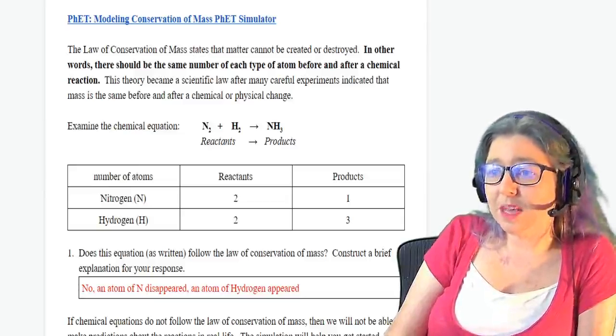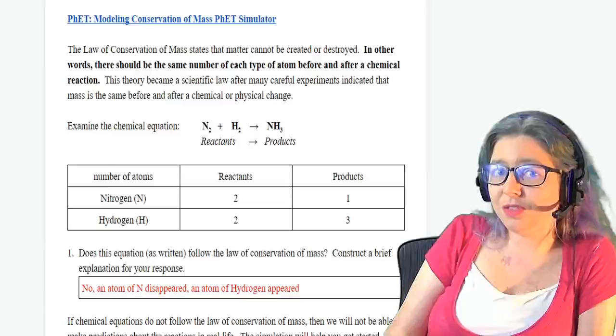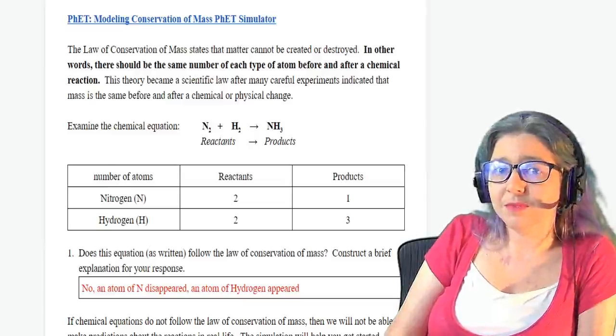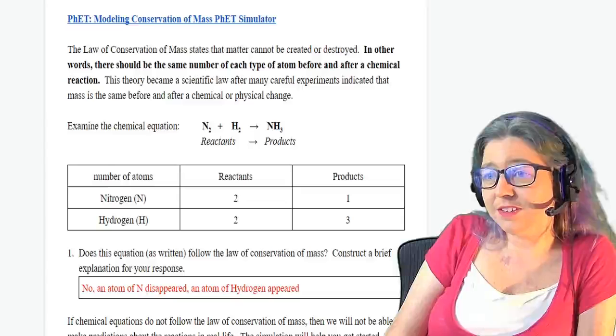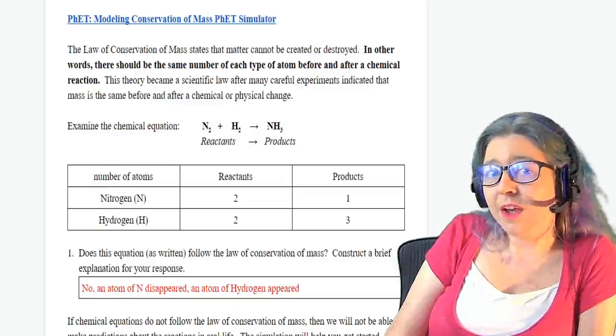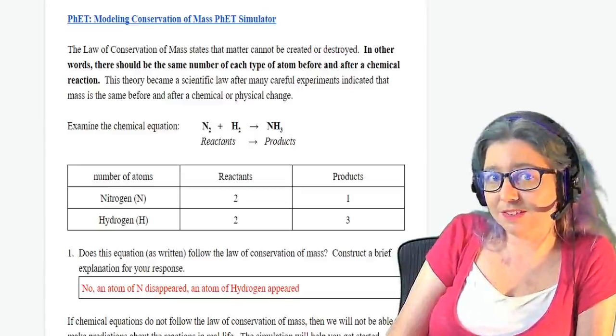So we're given this example reaction. N2 plus H2 yields NH3. And we have a table. It shows that in my reactants, I have 2 nitrogens, and then I get 1 nitrogen as the product. And I start with 2 hydrogens in my reactants, and I end with 3 hydrogens as my products.